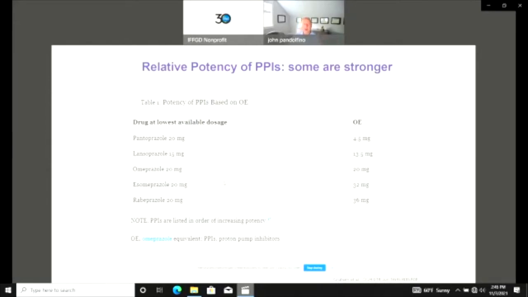So pantoprazole at 20 or 40 milligrams is the weakest PPI. So if you're on that particular dose and not responding, you may benefit by going to a higher potency PPI like rabeprazole or esomeprazole. So that is really the point of this particular slide.